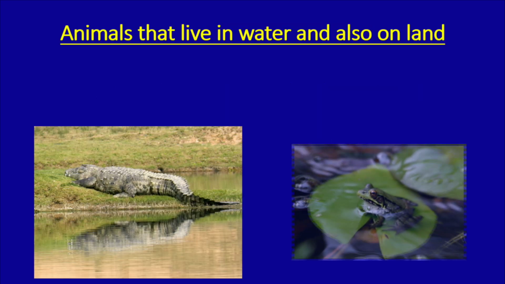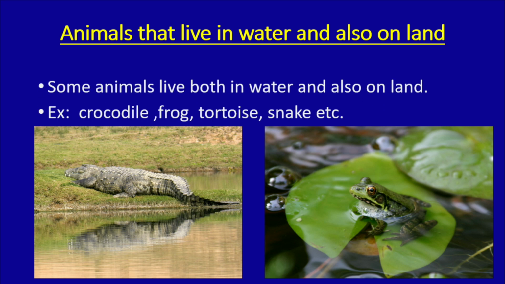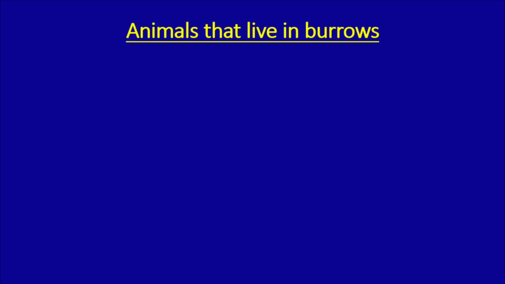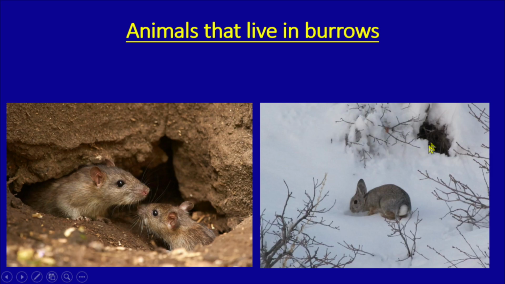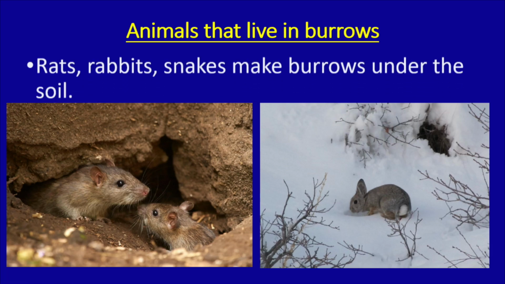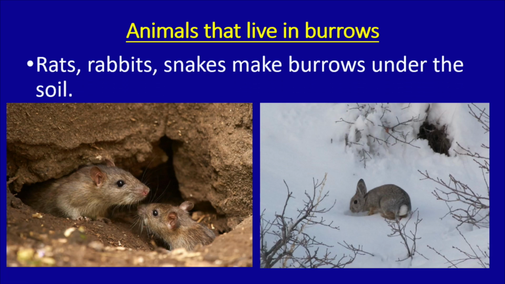Crocodile, a frog. We can see rats and rabbits also. Do you know where they live? They live in burrows. You can see a rat here. So, it is in a burrow. Here you can see a rabbit. So, here also it is living in a burrow. So, animals that live in burrows are rats, rabbits, snakes. They live under the soil.